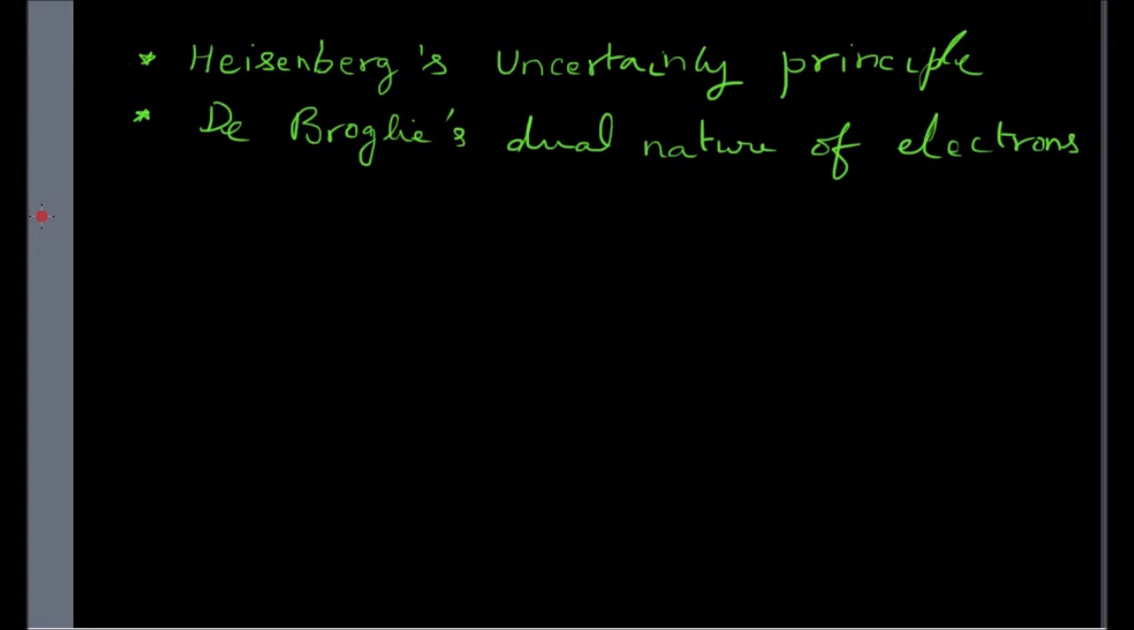Bohr talked of definite paths of electrons around the nucleus called orbits. To determine the orbit of an electron, you should be able to determine its exact position and exact velocity at any point of time. But Heisenberg said, for a subatomic particle like electron, it is impossible to determine this exact position and exact velocity simultaneously. I will write it for you now.